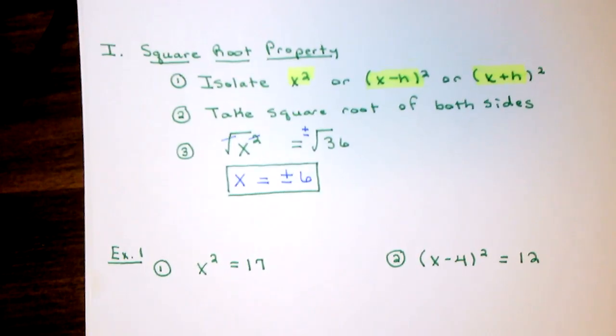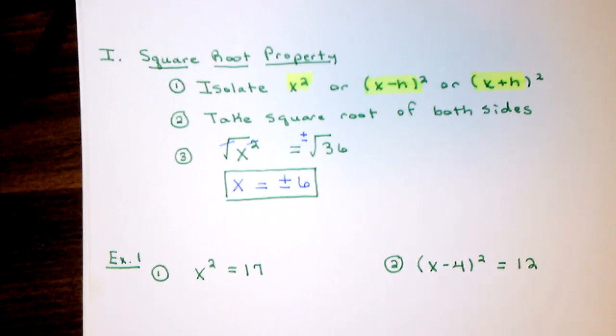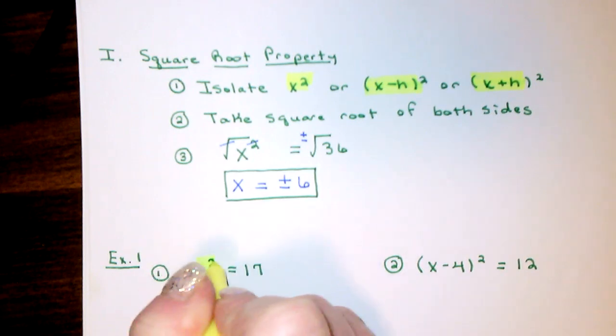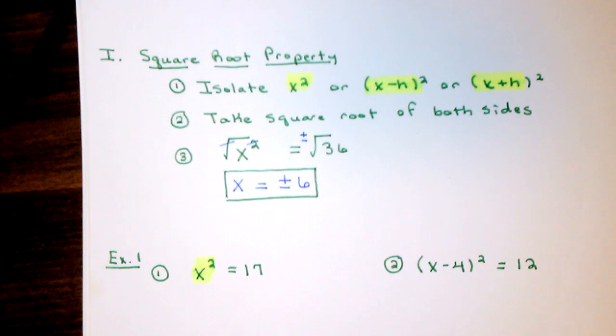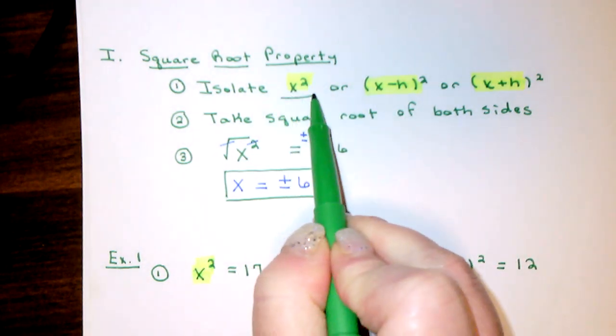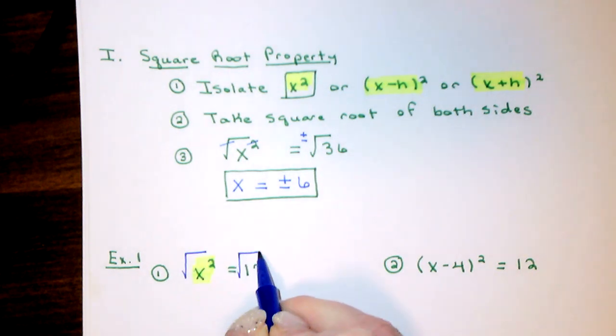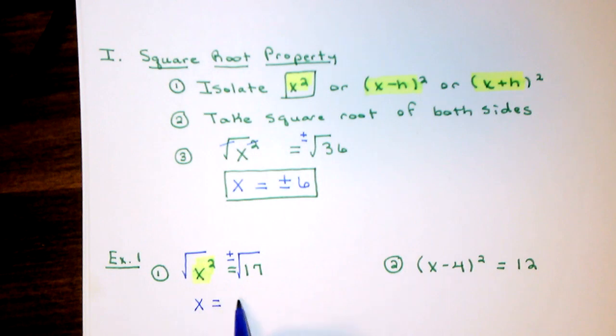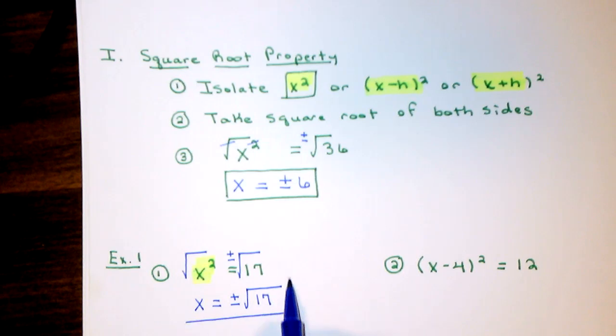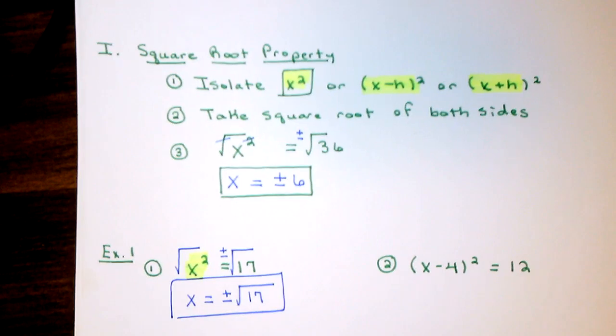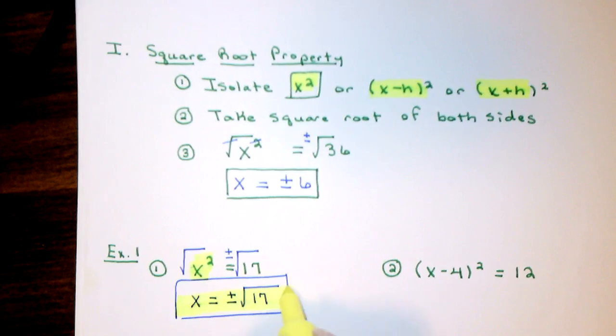Okay, in example 1, if you notice, again, we need to make sure that the only thing by itself is the x to the second. So it is the only thing on the left side. So since it is completely by itself, I can square root it. Your plus and minus. So we're going to have x equals plus or minus square root 17. Now, with the 17, it does not have a perfect square that goes into it. So this would remain your answer.